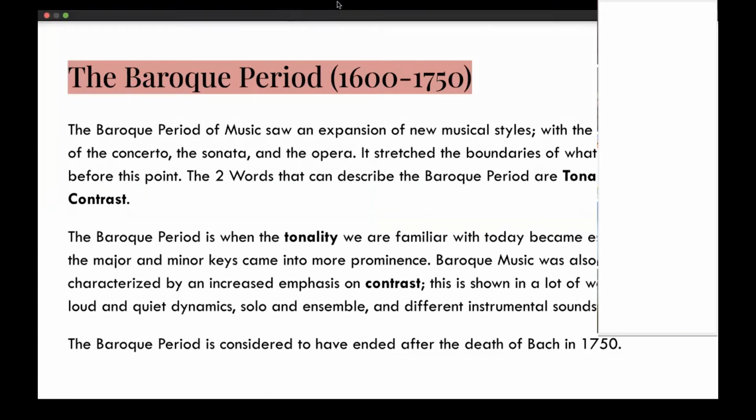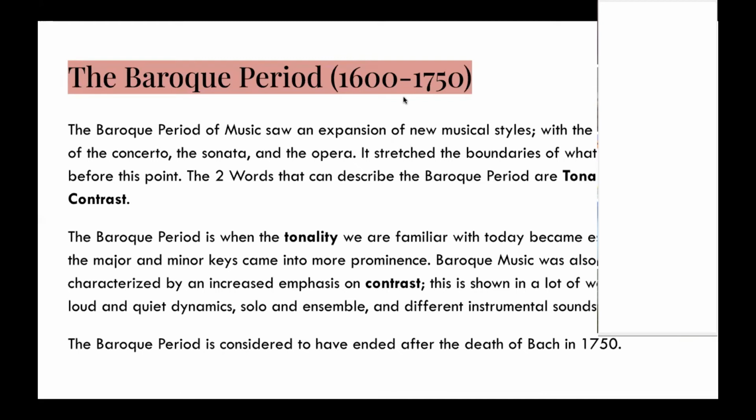Okay, so the Baroque period is from 1600 to 1750. So pretty early. The Baroque period of music saw an expansion in new musical styles with the introduction of the concerto, the sonata, and the opera. I'm sure you guys have heard of some of those. And it stretched the boundaries of what was heard before this point. And the two words that can best describe the Baroque period are tonality and contrast.